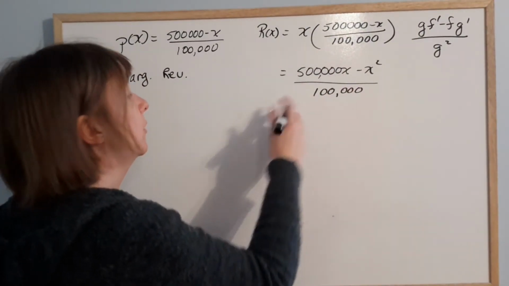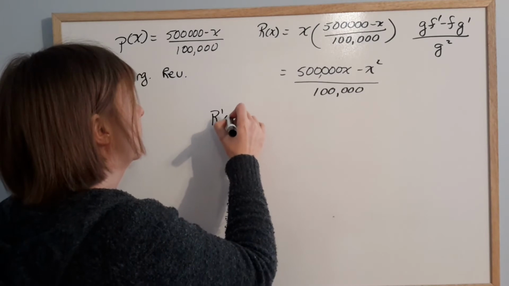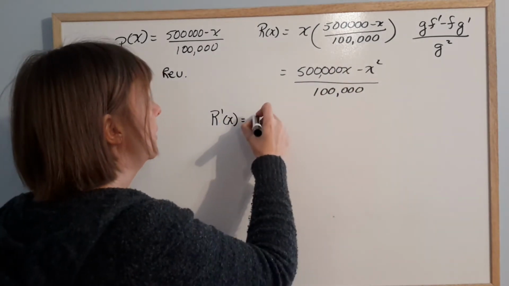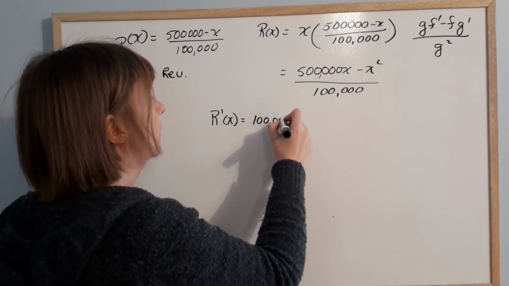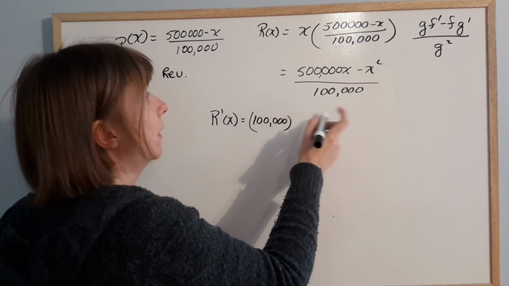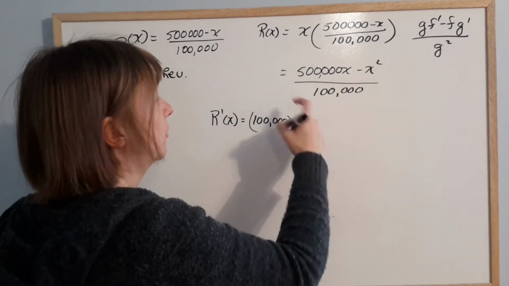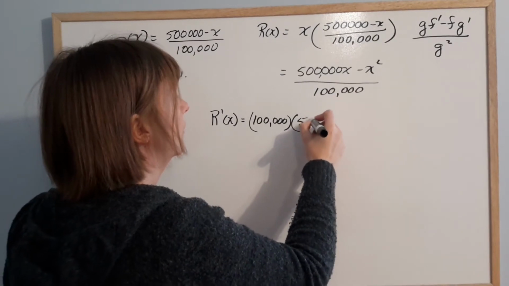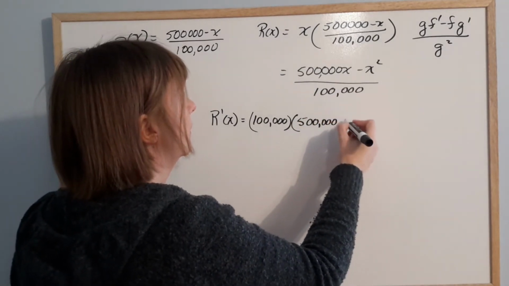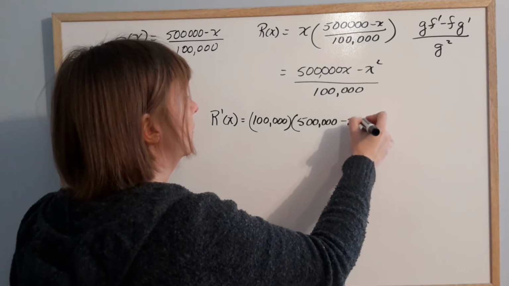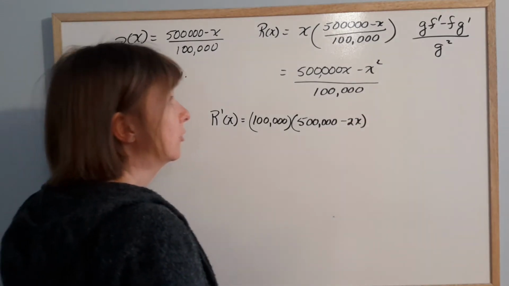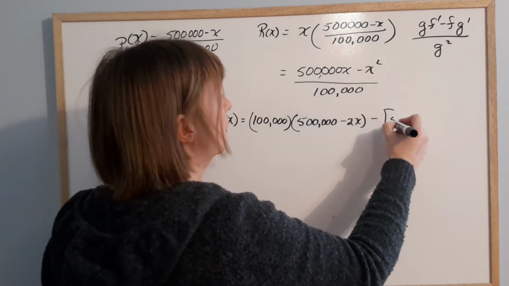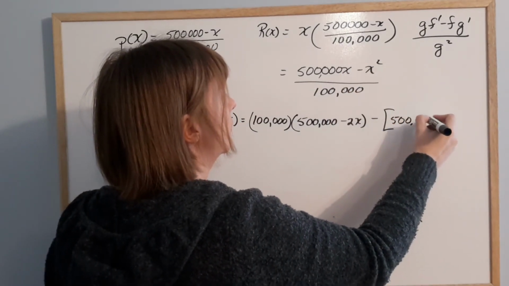So if I want to find the derivative of this, first g, remember g is always your denominator, which is 100,000, times the derivative of this. Well, the derivative of f, which would be the top, would be 500,000 minus 2x. Now, here's where life gets a little easy. So minus f, which is 500,000. Some of you are seeing where this is going already.